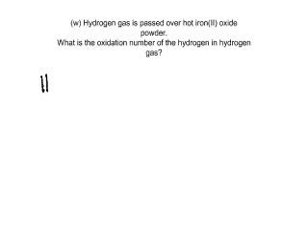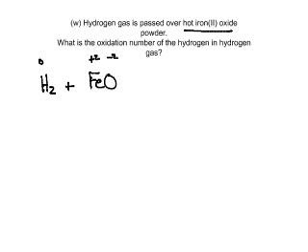Hydrogen gas, so that's H2, is passed over hot iron(II) oxide. That would be FeO. Again, this is going to be redox. If you've ever got an element, it's going to be redox. Hydrogen has a 0 charge, Fe has a +2 charge, and O has a -2 charge. But if you've got an element by itself, it has to change its charge. So if hydrogen's at 0, its most common charge, of course, is +1.